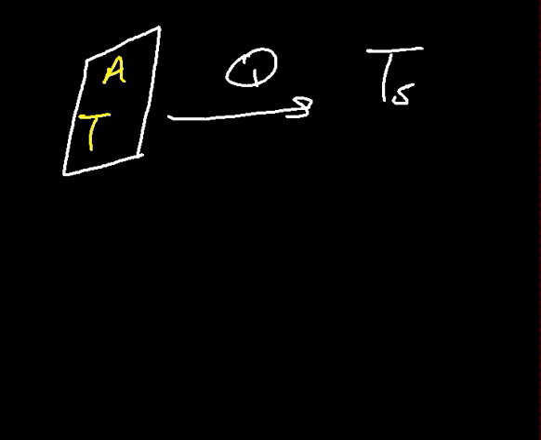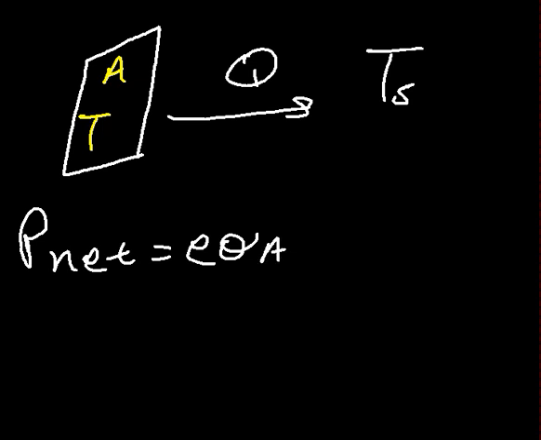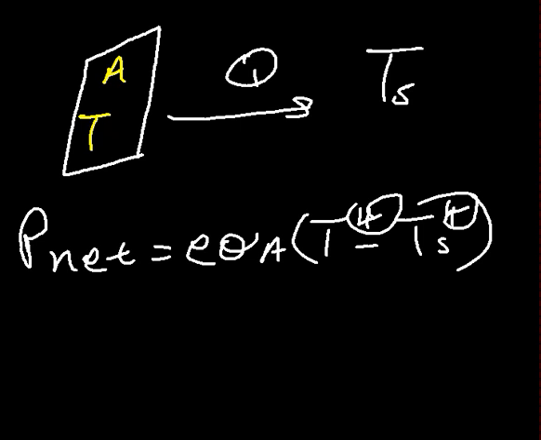Now, the net rate of the heat transfer, which is being expressed as the power, is given as E times the Boltzmann constant times the area of this actual system, times the temperature of the system minus the temperature of the surrounding. By the way, the temperature has to be raised to the power 4. So this is how the actual formula for the net rate of the heat transfer can be expressed.